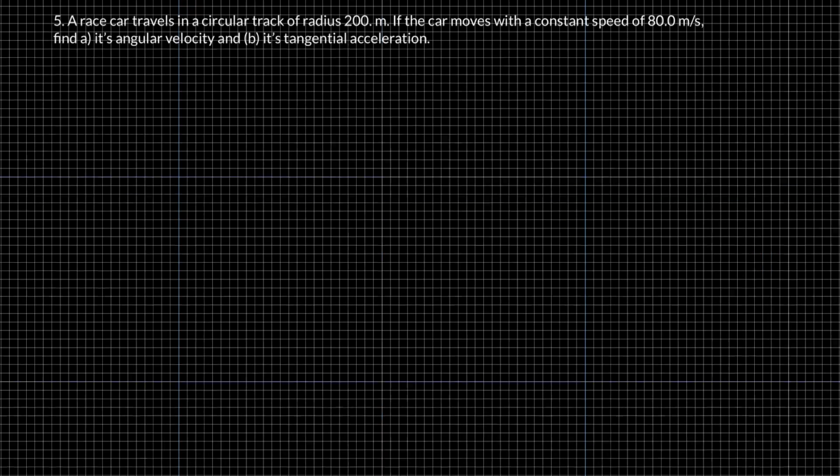We'll go down to number 5. A race car. Oh, I love these problems. A race car is traveling around a circular track of radius 200 meters. So here's our circular track. Let's create the center of this, and give it a nice radius here. That radius is 200 meters. If the car moves with a constant speed of 80 meters per second, so it's here, and it's going 80 meters per second.